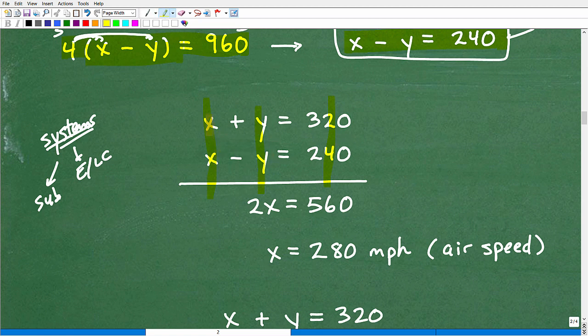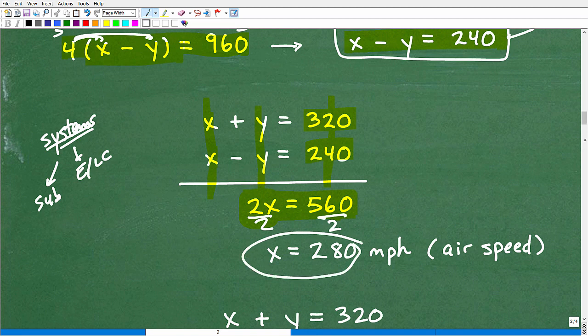All right, so here I have x plus x, that's 2x. The y's are eliminated, plus y and negative y, that's 0y, those go away. And then 320 and 240 is 560. So I have 2x is equal to 560. I can divide both sides of the equation by 2. So that gives me x is equal to 280.